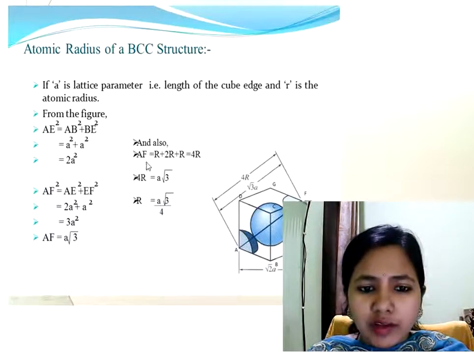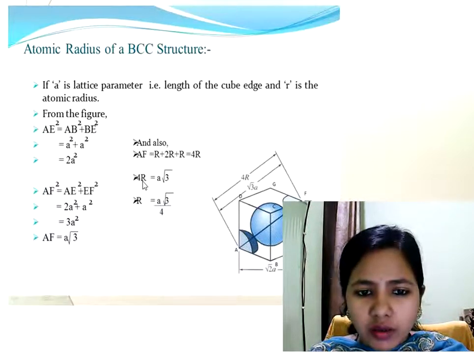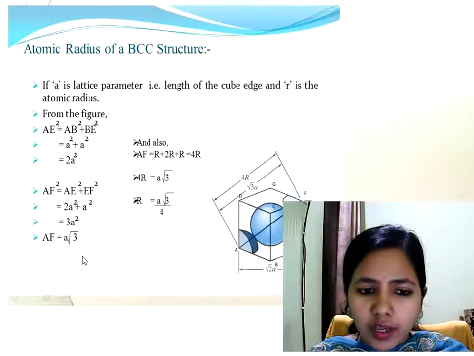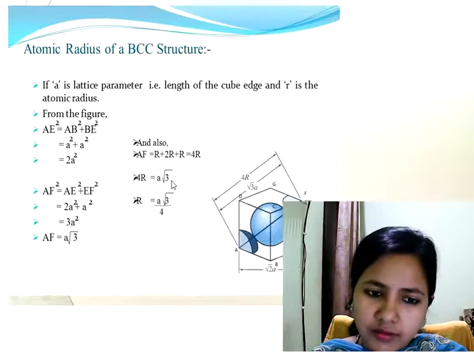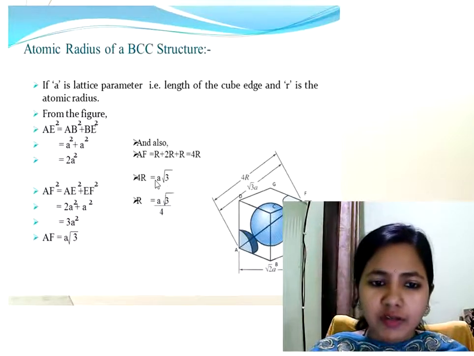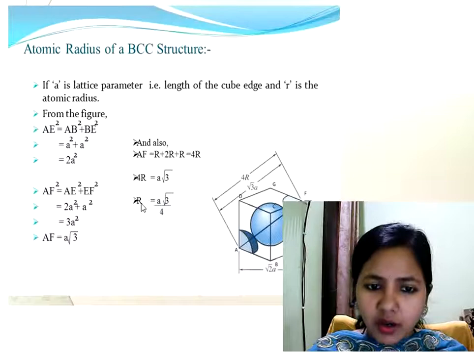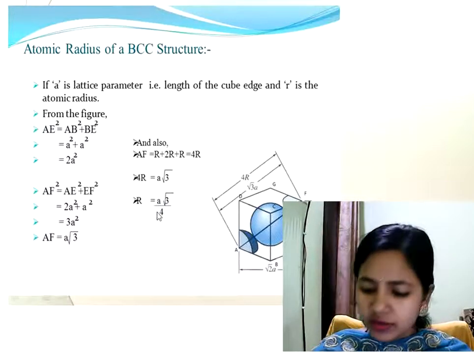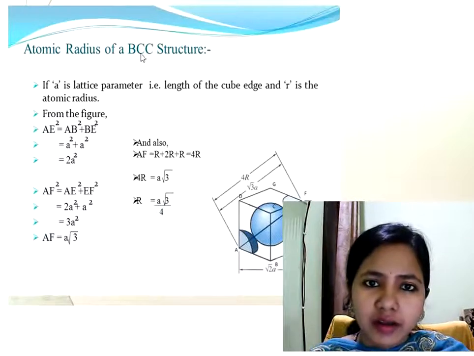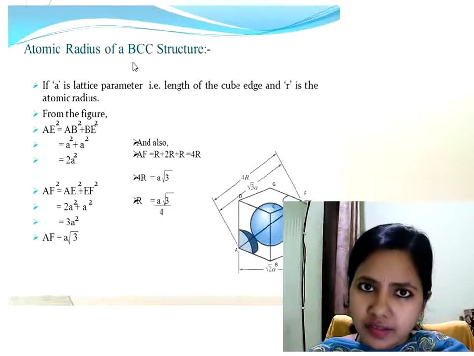Now what is the value of this AF? It's 4R, which is equal to A root 3. Just now we have got AF is equal to A root 3. So AF value we have got in this equation, that is 4R. So 4R is equal to A root 3. We can write like this. Now from this we can calculate the value of R. Now R is equal to A root 3 by 4. Right. So this is the relation between edge length and atomic radius in case of BCC structure.